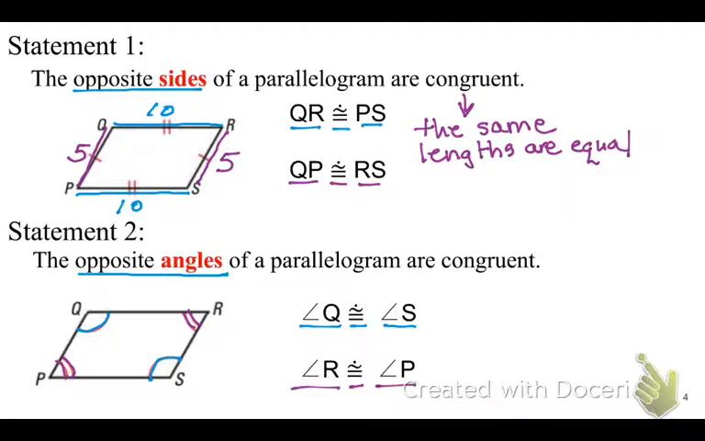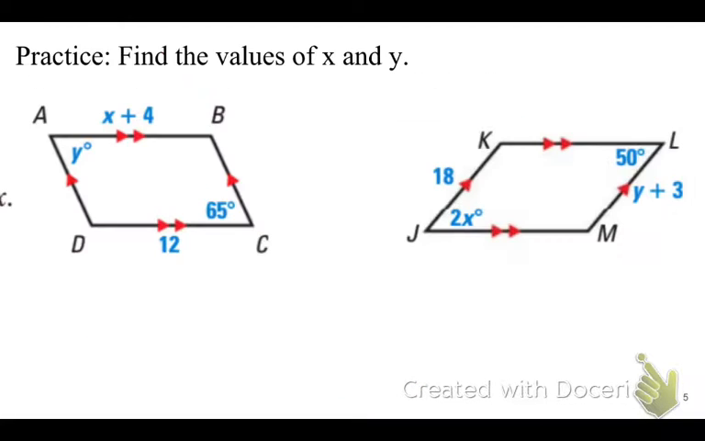So if I told you that this angle P was equal to 30 degrees, then you would know that angle R is 30 degrees. Okay? So those are the first two statements, very important to remember. So let's practice with these a little bit.